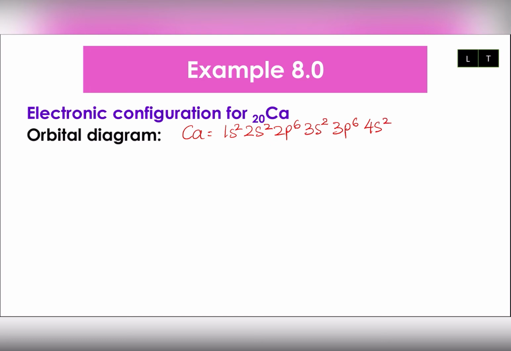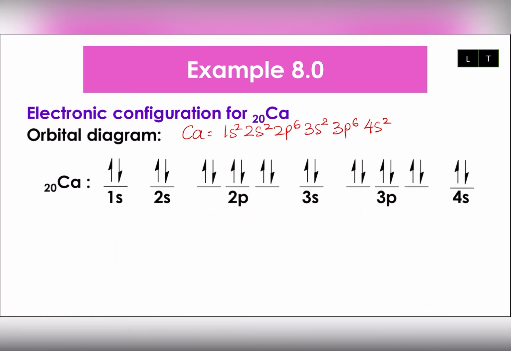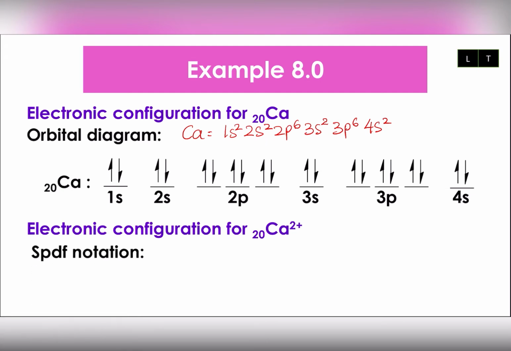From here, I'm going to write my rooms for the specific orbitals in calcium. I will have this as my orbital diagram. And all of these atomic orbitals are filled up with 2 electrons with opposite spin. Now, I'm going to upgrade my question. How about the electronic configuration for Ca2+? And I want you to write it down in SPDF notation.